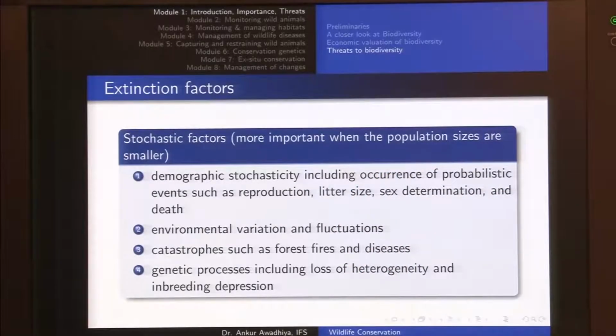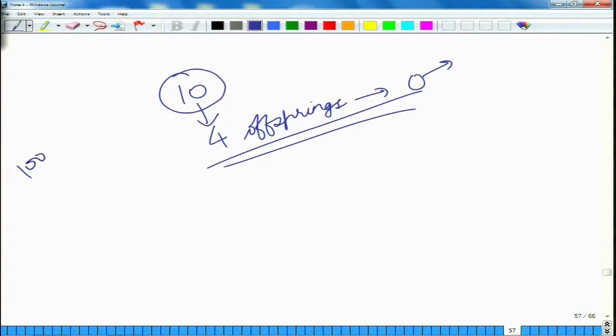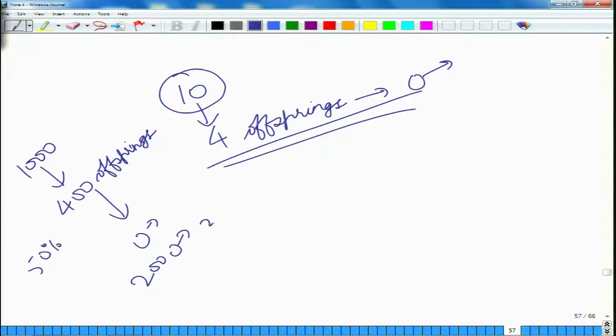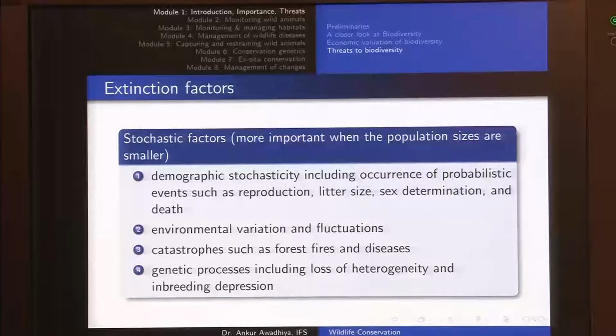Now such a scenario will not occur at larger population sizes, because suppose we have 1000 individuals and then we have 400 offsprings, then it is very unlikely that all 400 of these will be males, because at a 50% sex ratio we will be having roughly around 200 males and 200 females. But at smaller population sizes, when we have only 4 of these, it is possible just by chance that all 4 of these turn out to be males.